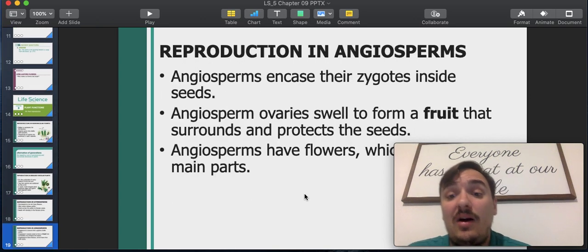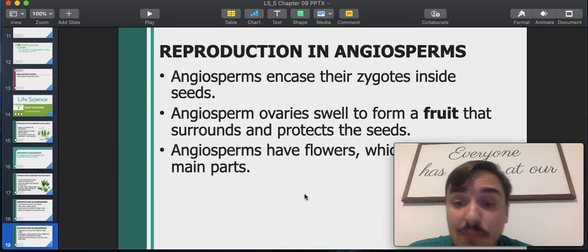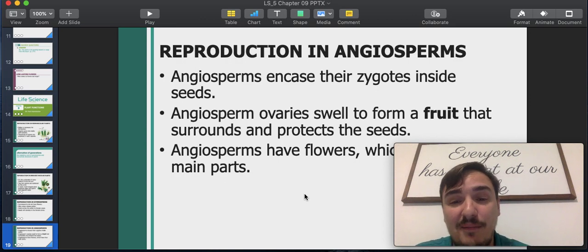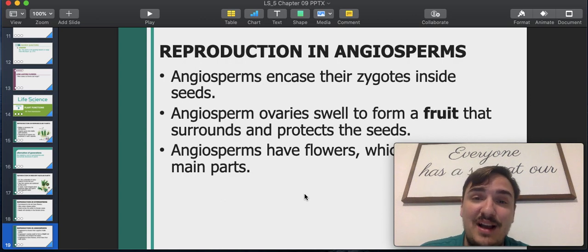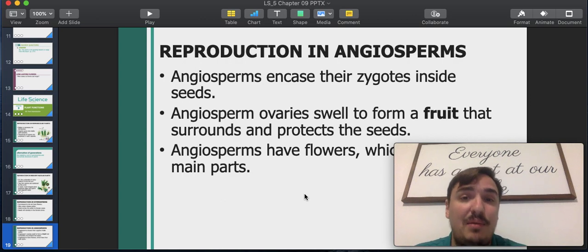Then we get to talk about how angiosperms reproduce, and this is the most common form that we think of when we talk about plant reproduction, and this is because it actually deals with insect pollination.